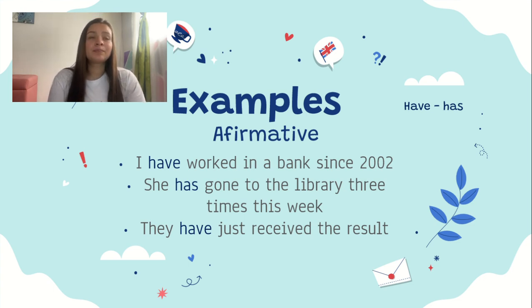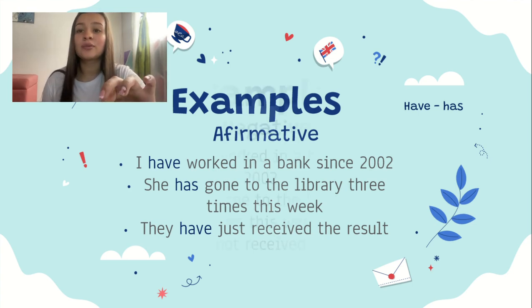In this verb tense, we have the auxiliaries have and has. Has is for the third person. So, I have worked in a bank since 2002. The second one, because we are talking about the third person, that is she, or it can be he or it, we use has. She has gone to the library 3 times this week. And the last one, they have just received the result.